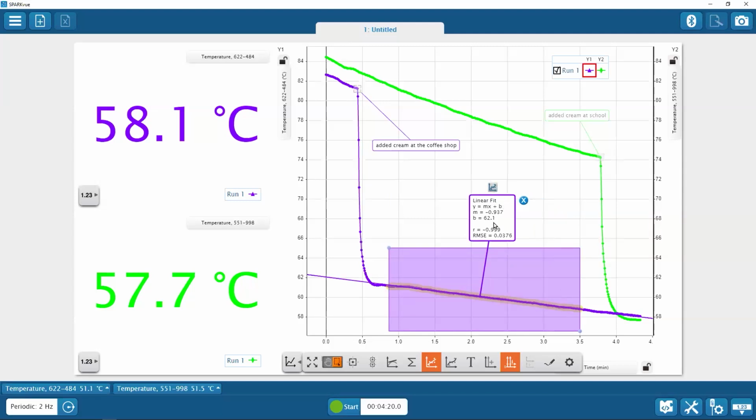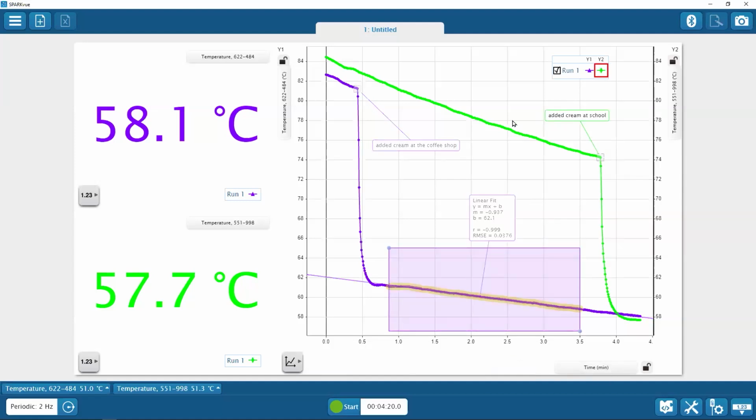So what have I discovered? Well, it looks like the slope here, that's fairly linear, probably not precisely linear, but a representative slope is about negative 0.937, so about almost negative 1 degree Celsius per minute, since my y-axis unit is degrees Celsius and the x-axis unit is minutes. So let me switch and make the green measurement active.